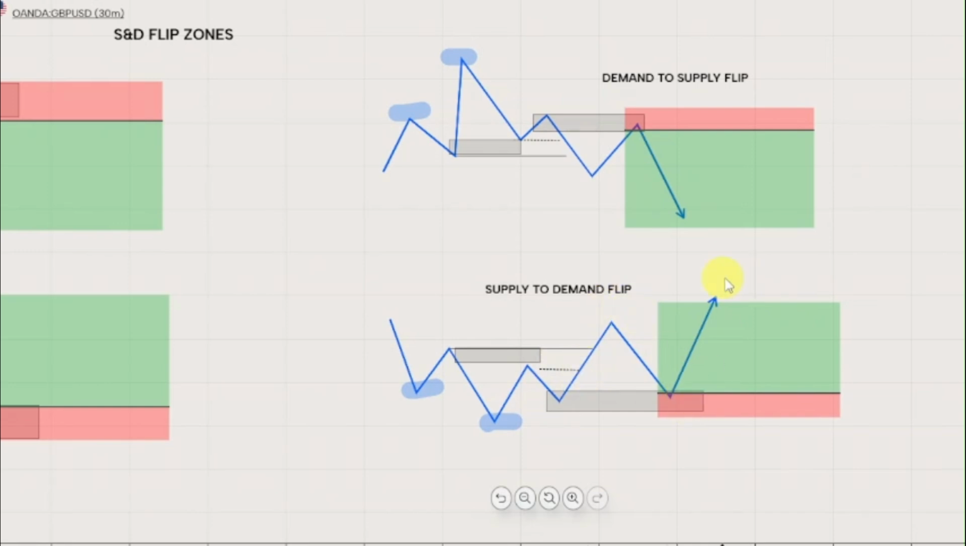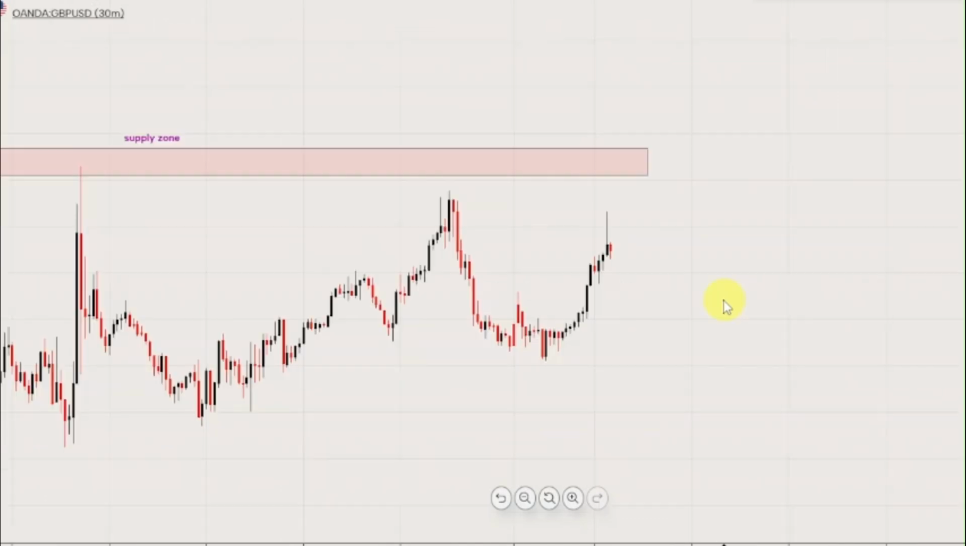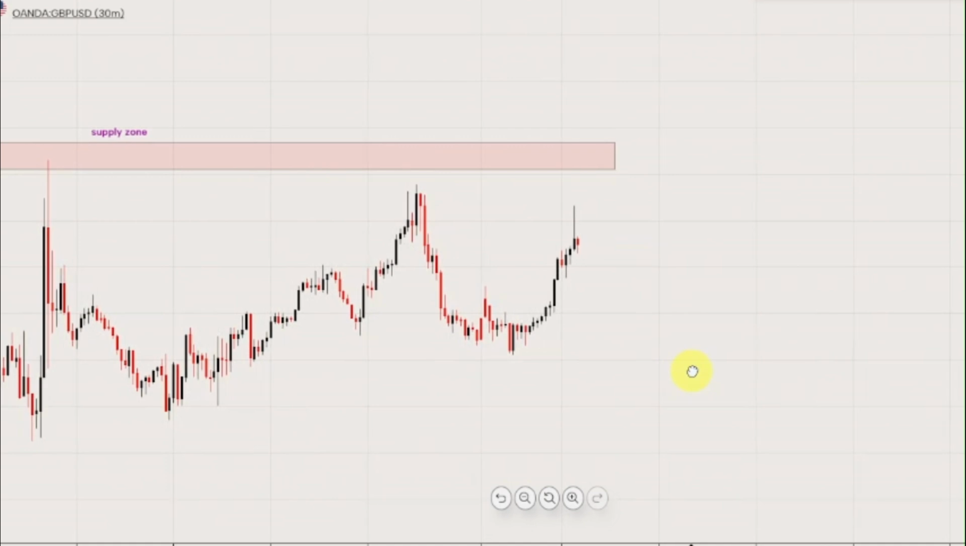Okay, so very simple, straightforward. Let's dive into the live example. Let's apply this principle. All right, so let's take this area for our first example. You can see this is the supply zone from the higher time frame. And in the normal case, we're expecting price to come and tap into the supply zone and do what? And start dropping to the downside. That is the normal case. All right, and let's see what is going to happen.